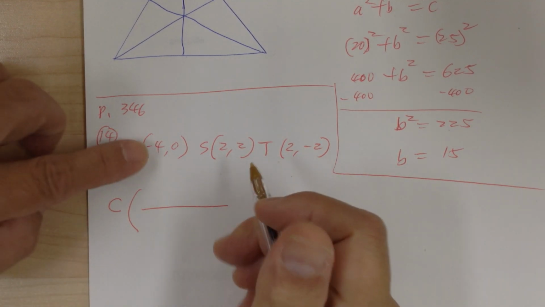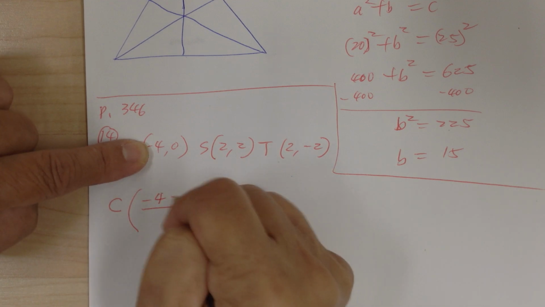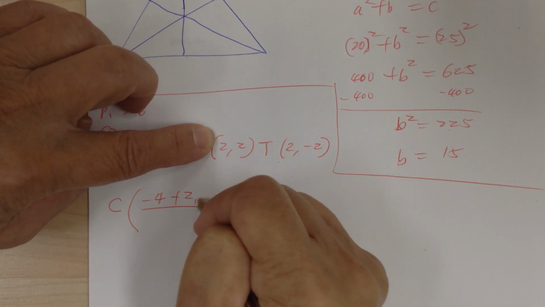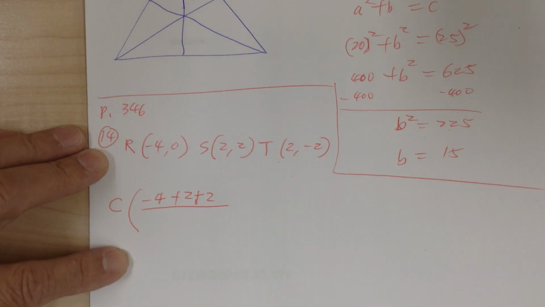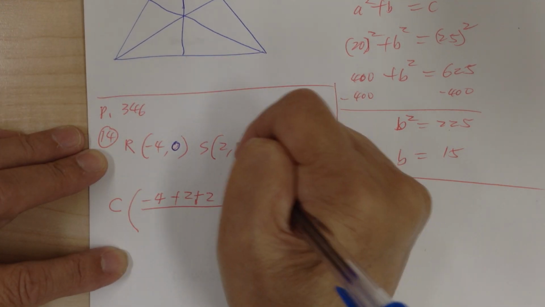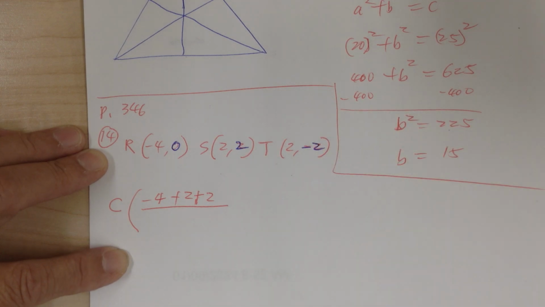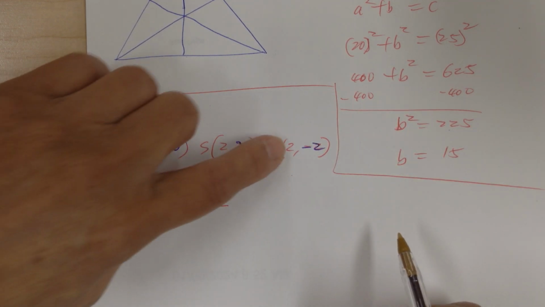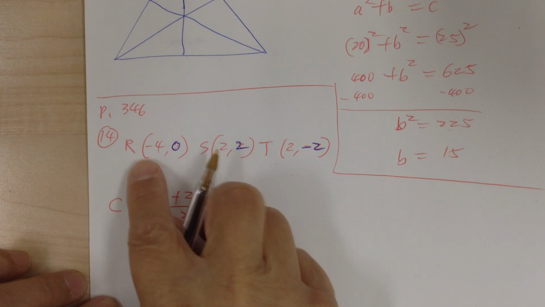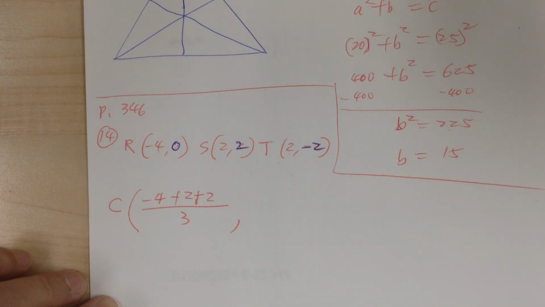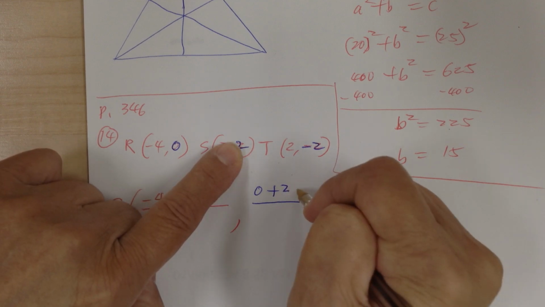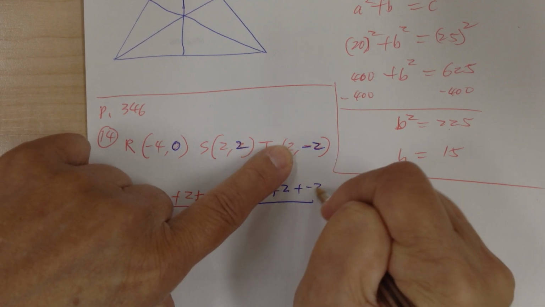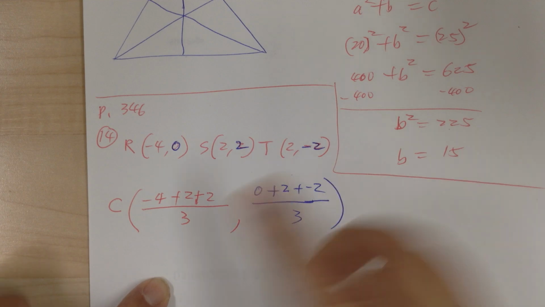So for the x, you're going to get -4 plus 2 plus 2. I'm going to color code for you guys. So -4 plus 2 plus 2, and you divide by 3 because you add 3 numbers. Now for the y, you're going to get 0 plus 2 plus -2, divided by 3. That's how you find the centroid.